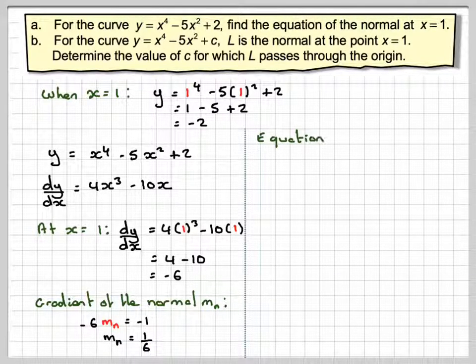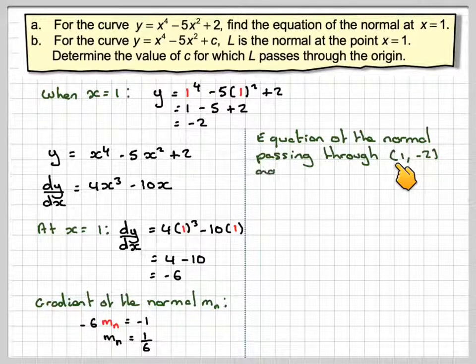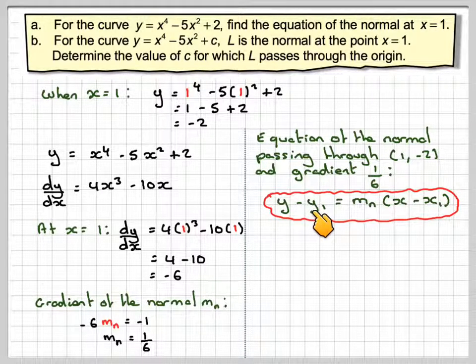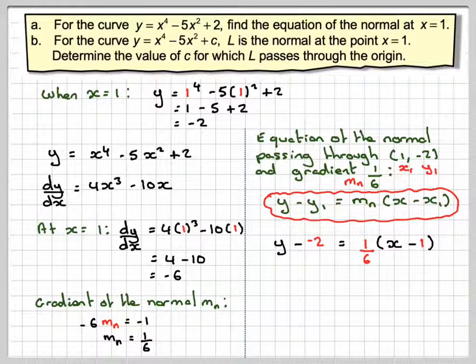We can now find the equation. So the equation of the normal passing through (1, minus 2) with gradient 1/6 will be y minus y1 is equal to mn times (x minus x1). This is mn, this is x1, y1. So then, using y minus minus 2 is equal to 1/6 (x minus 1).